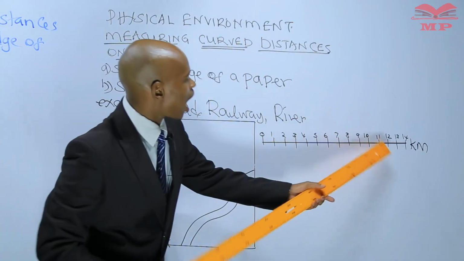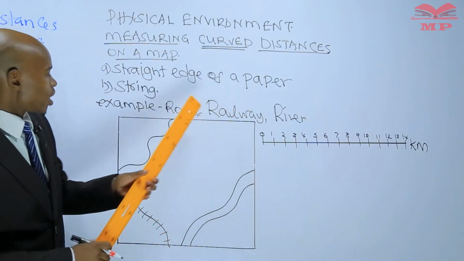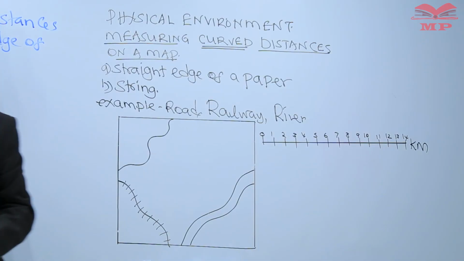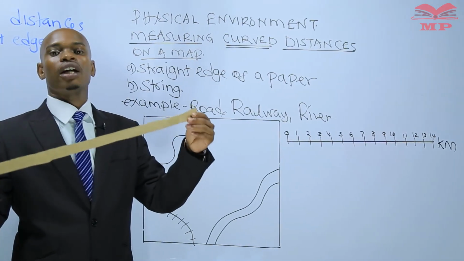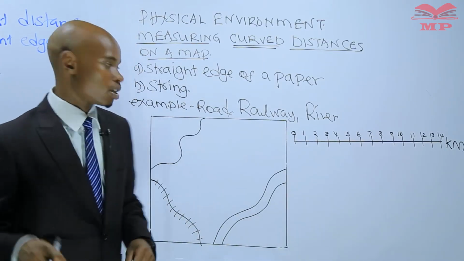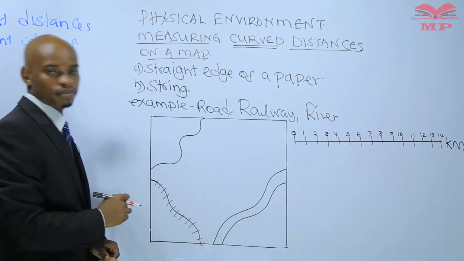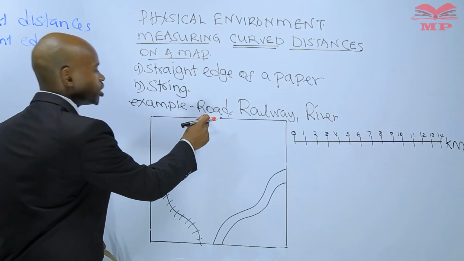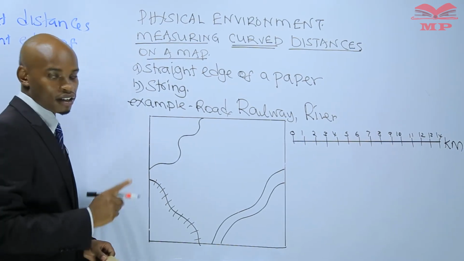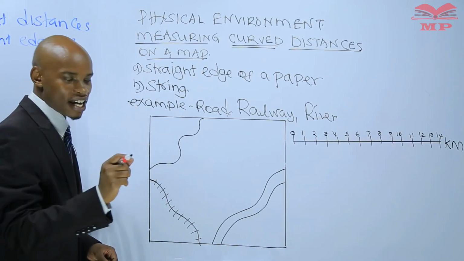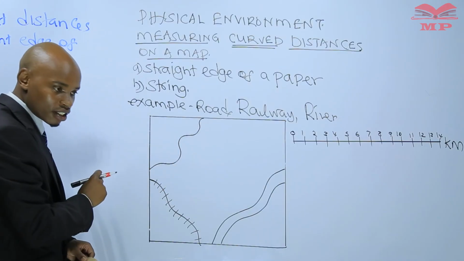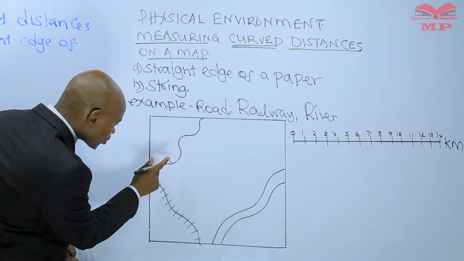Now that we have our linear scale and our curved distances, we have what we need to measure: the straight edge of a paper. Now it is time to measure. How do we measure? If you are measuring this river, it is a curved distance from this point to this point. First of all, identify some straight points in that curved distance. For instance, up to here, you can see it is curved.